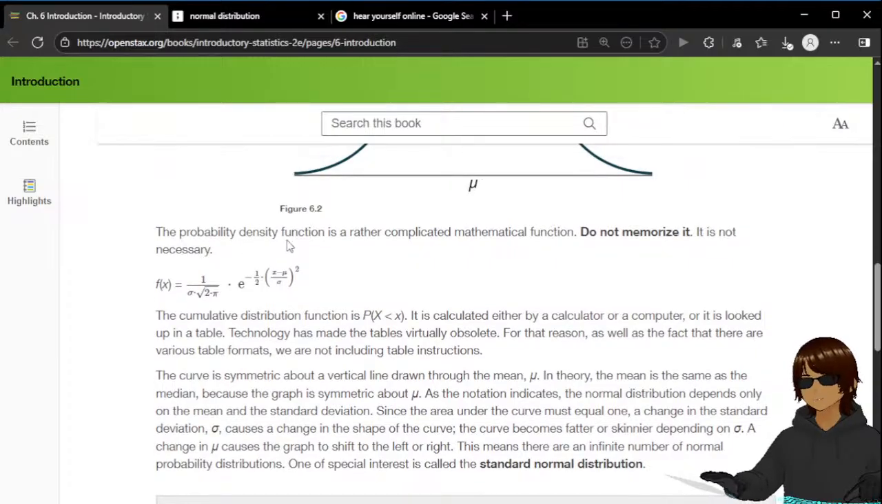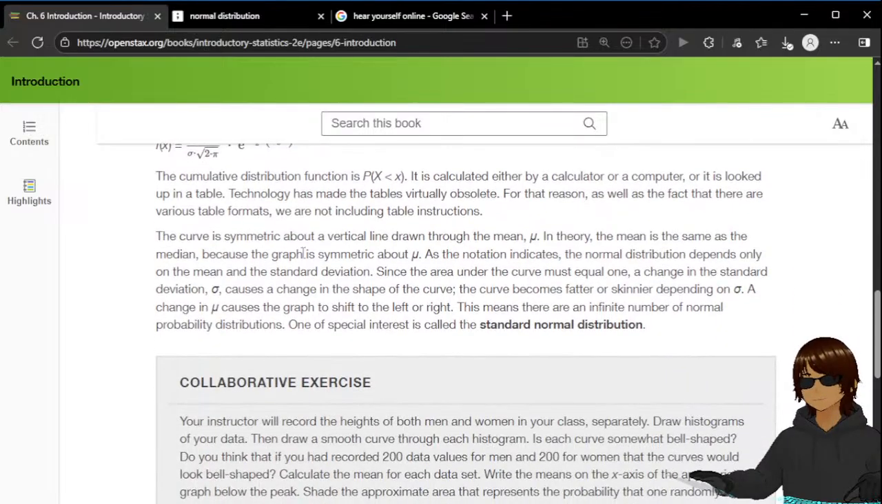The probability density function is rather complicated. Do not memorize it. It is not necessary. So, 1 over sigma times the square root of 2 pi, times e to the power of minus one half, and so on. The cumulative distribution function is P(X < x). It is calculated either by a calculator or computer. The curve is symmetric about the vertical line drawn through the mean, mu.